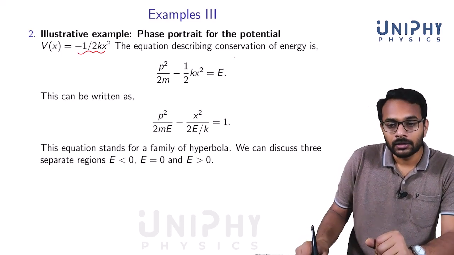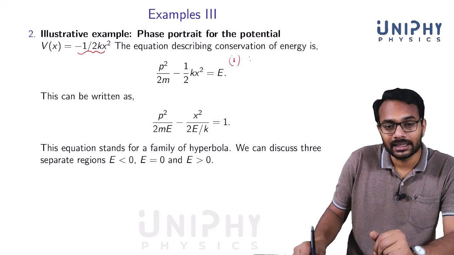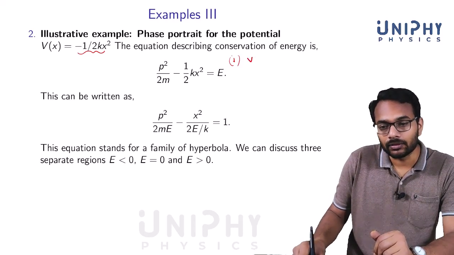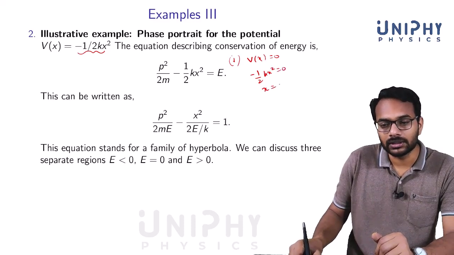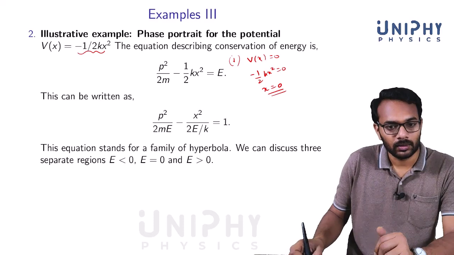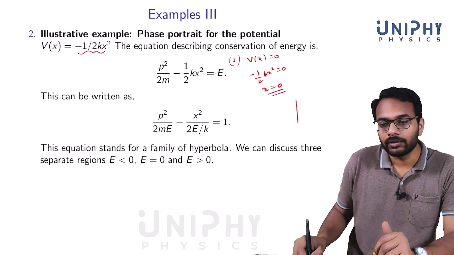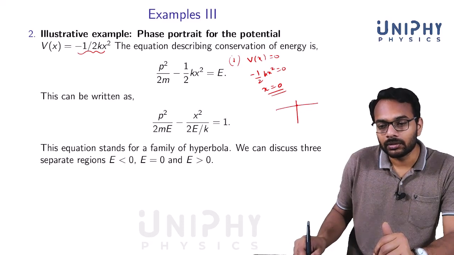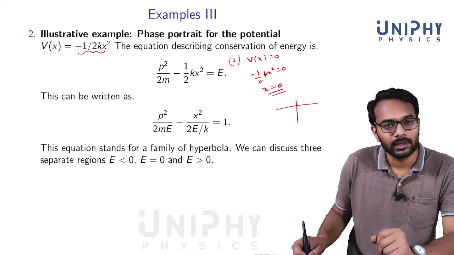The first step was to find the zeros of the potential energy curve. So we say that v of x equal to 0, so minus half kx square is equal to 0. The solution to this is x equal to 0. So for the potential energy curve, at x equal to 0 the potential energy is 0. That's the only point where the potential energy is 0. So we got one point.